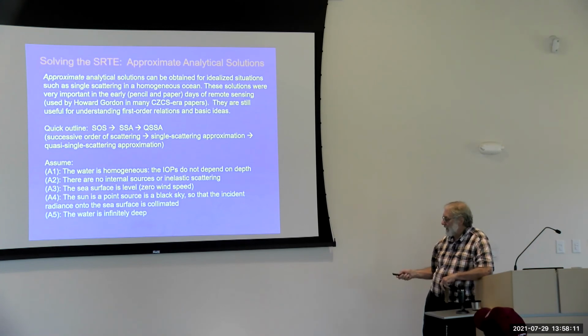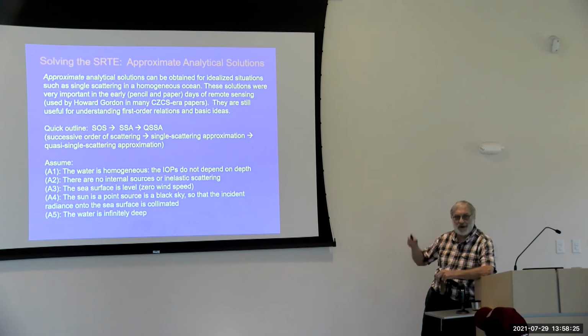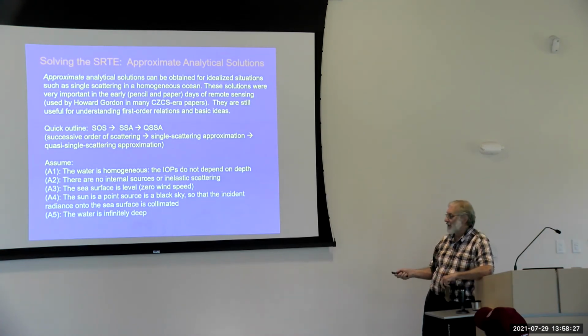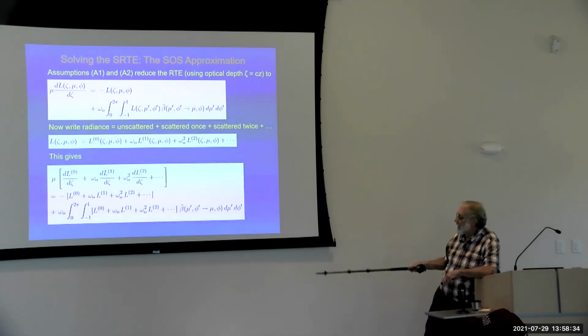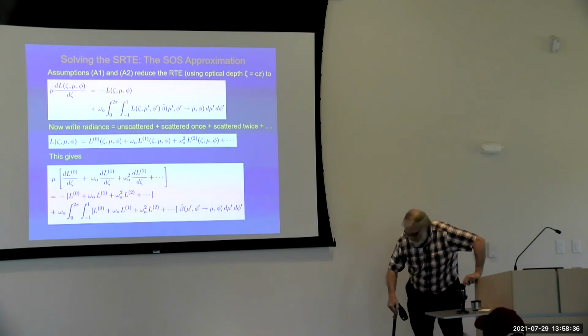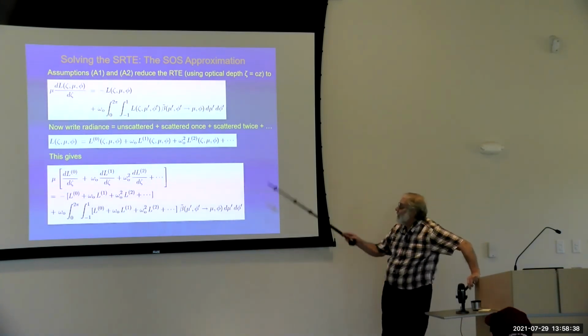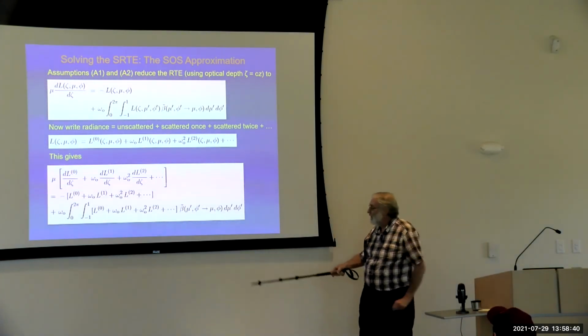So what they do, for example, is again, assume the water is homogeneous, there's no internal sources, the sea surface is level, the sun is a point source in a black sky, and the water is infinitely deep. So you make a lot of assumptions to simplify the equation. And also they usually work with optical depth, which is the attenuation times the physical depth.